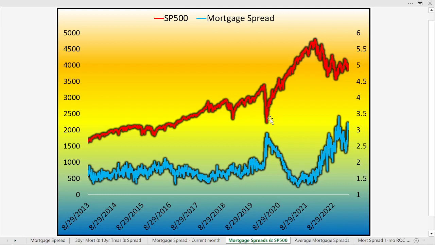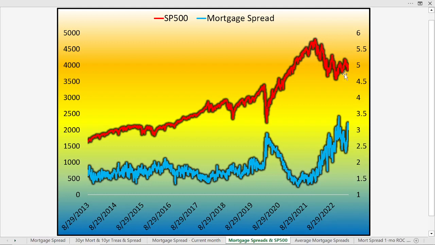This is the crash of 2020. S&P 500 came down, the mortgage spreads increase. Again, generally speaking, when the stock market goes down, mortgage spreads increase because it reflects an increased amount of risk inside the fixed income market. Then we saw a tremendous rally, and through 2021, stock market goes up higher, mortgage spreads decrease. That's because no matter what was happening, whether the bond yields were going up or down, the difference between the treasuries and the mortgages decreased.